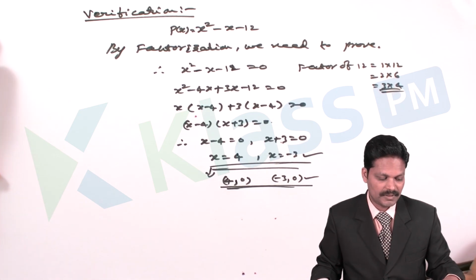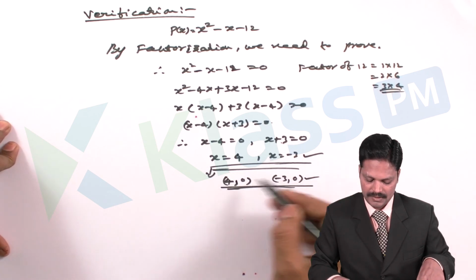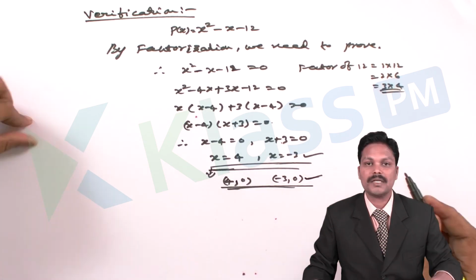This is the way we can represent the graph for the given polynomial. We can verify by using the factorization method. So this is the complete chapter.